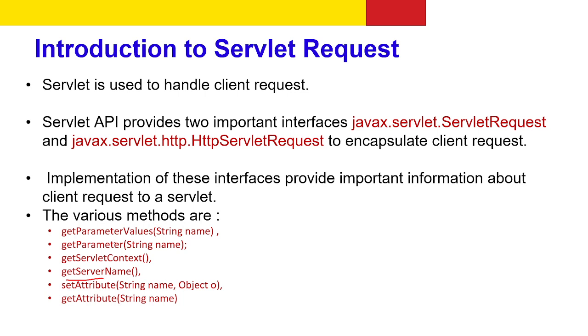There are two important Java interfaces for that. One is ServletRequest and the other is HttpServletRequest, and these are the methods we can use: getParameterValues, getParameter. This we used yesterday, is it not? I'll give an example for this also. Server name we also got. ServletContext we can also see. Today we will use setAttribute and getAttribute, which are basically used for inter-servlet communication.